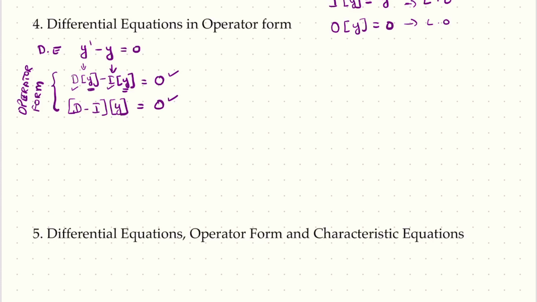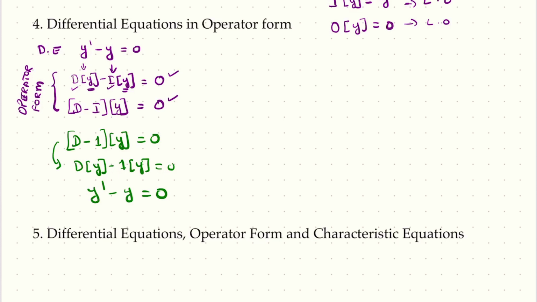And if you want to write it in a different way, it's okay to do that. I think in the future that's what I'm going to do. I'm going to simply say d minus 1 of y, to make our life easy. I'll tell you why in a moment, why that'll be very useful for us. And this is called the operator form. Again, from operator form, we can go back to the equation. What do we mean by this? This means d of y minus 1 of y equals 0. D of y is y prime, 1 of y is y, equal to 0. So we get the original differential equation back.